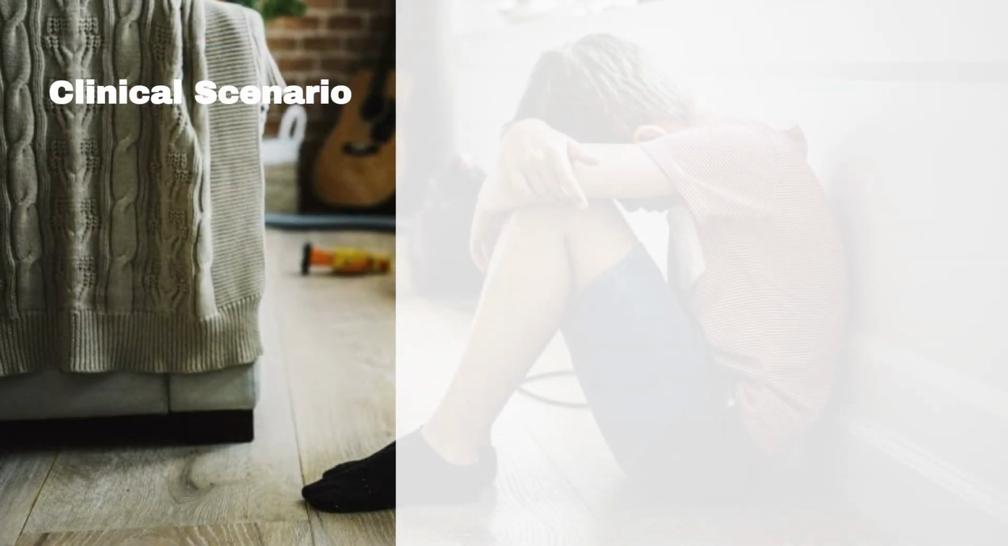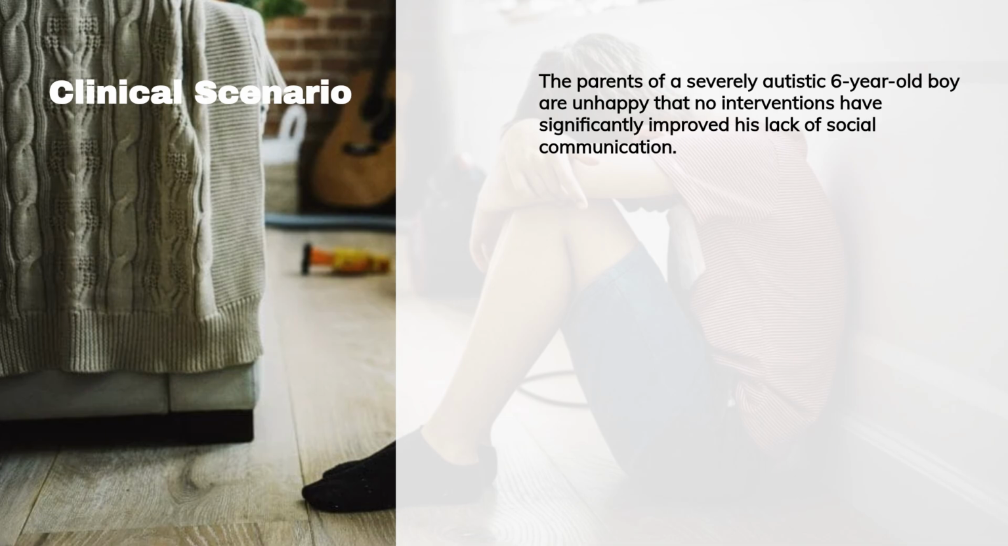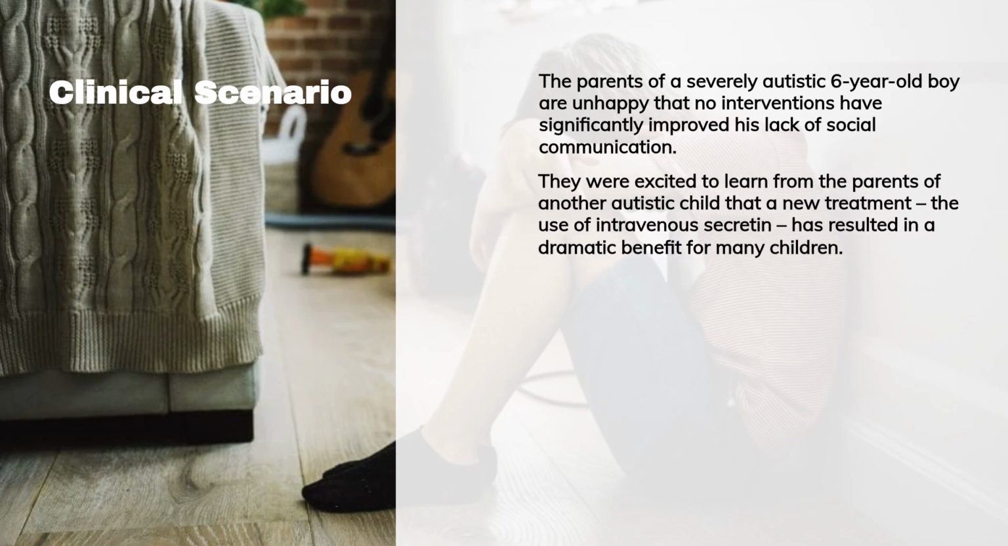Consider this example. The parents of a severely autistic 6-year-old boy are unhappy that no interventions have significantly improved his lack of social communication. They were excited to learn from the parents of another autistic child that a new treatment, the use of intravenous secretin, has resulted in a dramatic benefit for many children. Could this treatment help their child? What's the PICO of this question?